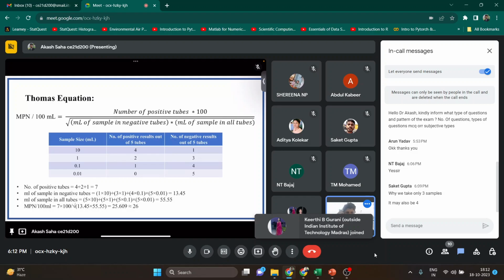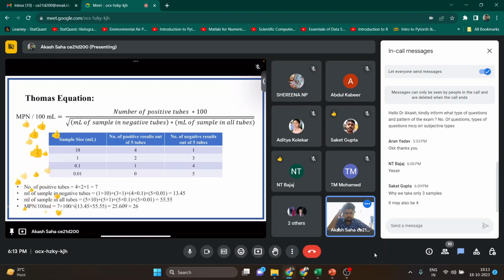Is it clear? Anything to be explained now regarding this MPN test? Others? Okay. Compared to these two, which one will be more reliable?